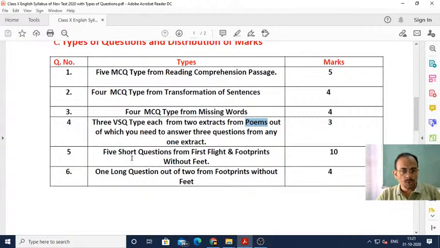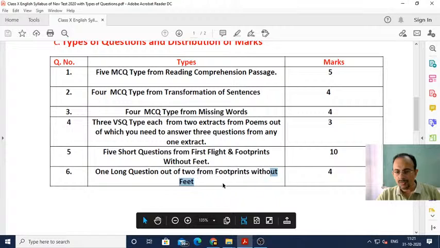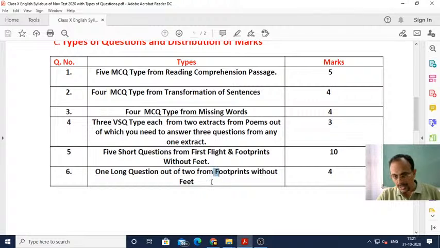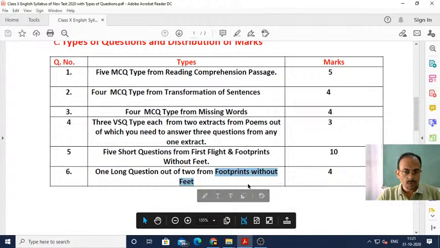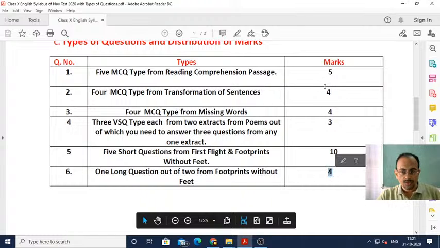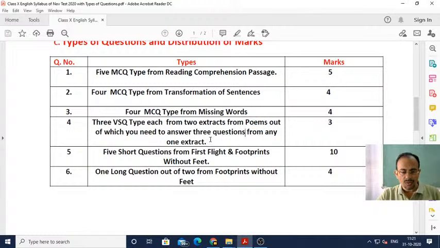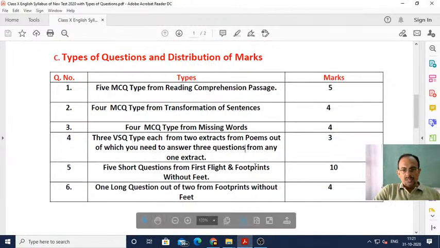And then 5 short questions from first flight and footprints without feet, 2 marks each, so 10 marks. And then 1 long question out of 2 from footprints without feet. Last time I gave you 1 long question from first flight, and this time I'm giving it from footprints without feet. So you will have a total of 30 marks altogether. This is the question pattern, and only in place of poems prose will be given. I shall circulate it in the group also, so you will be able to see it once again.